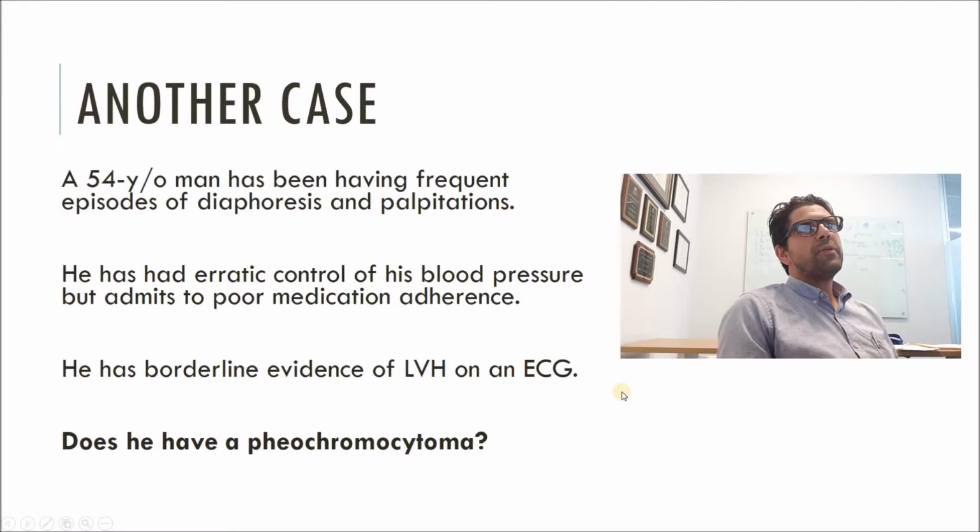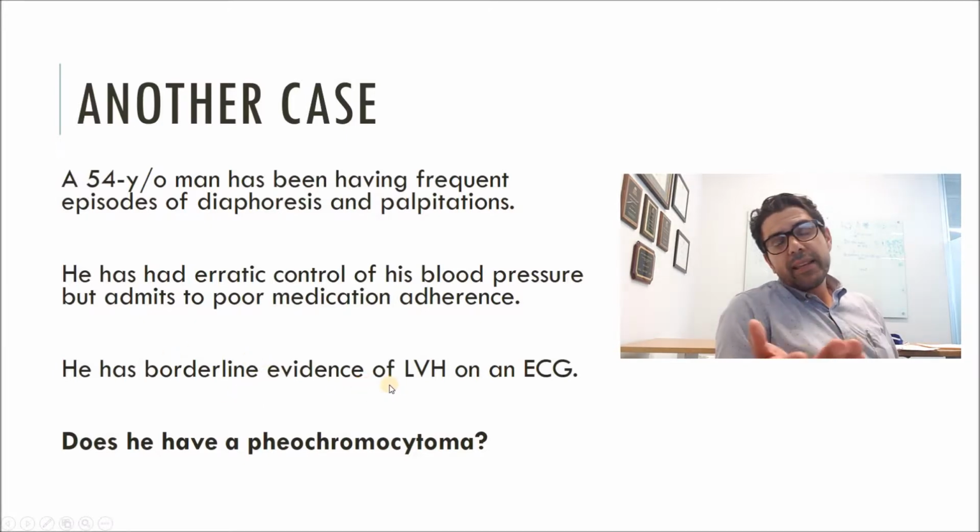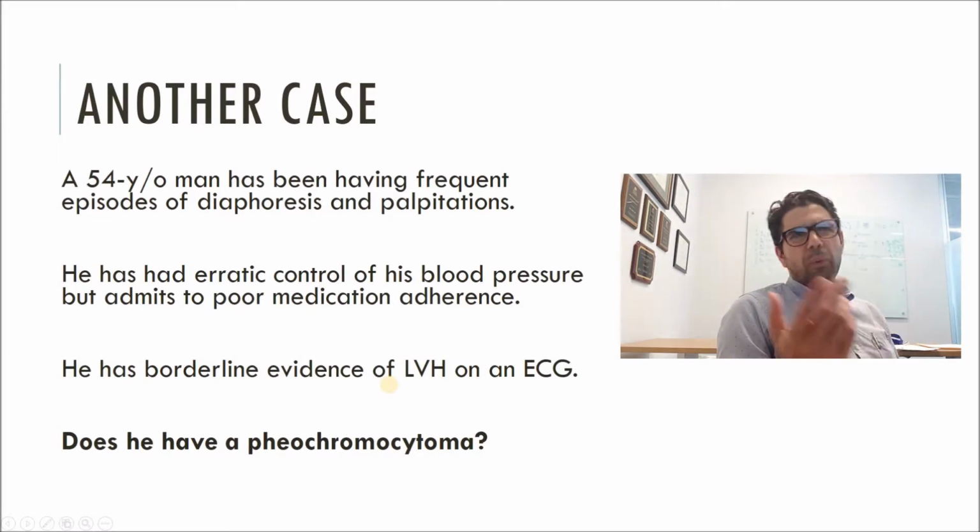Here's a 54-year-old man who's been having frequent episodes of diaphoresis and palpitations. He's had erratic control of his blood pressure, but admits to poor medication adherence. He has borderline evidence of LVH on an ECG, and I'm seeing him in the clinic with a student, and the student said, you know what? He's having this diaphoresis and palpitation, his blood pressure's all over the place. Maybe he's got a pheochromocytoma.